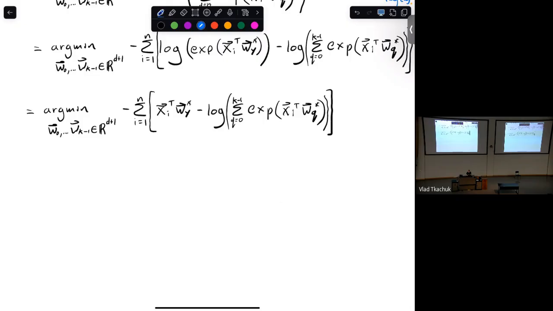Okay, so now there's a few things to do, which is first of all to give this function a name as before. So this used to be called g of w. But now we have a bunch of w vectors, so there's going to be g of multiple vectors.